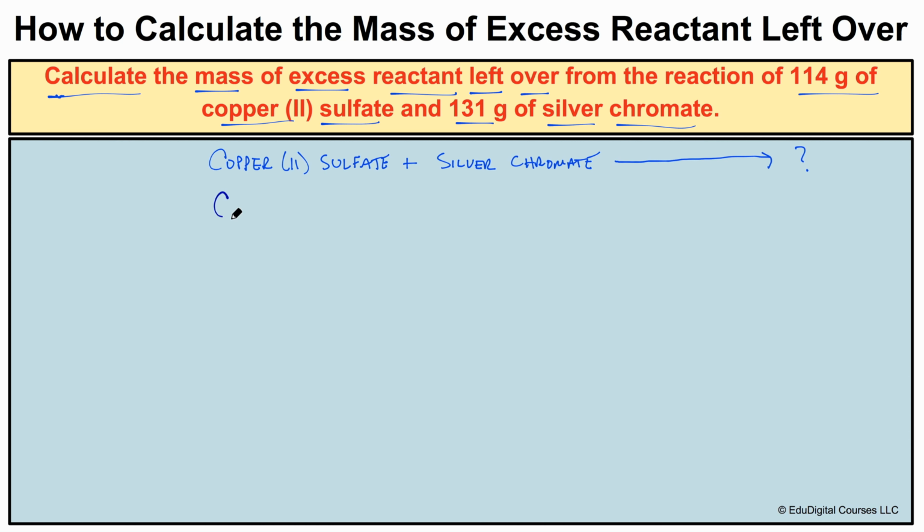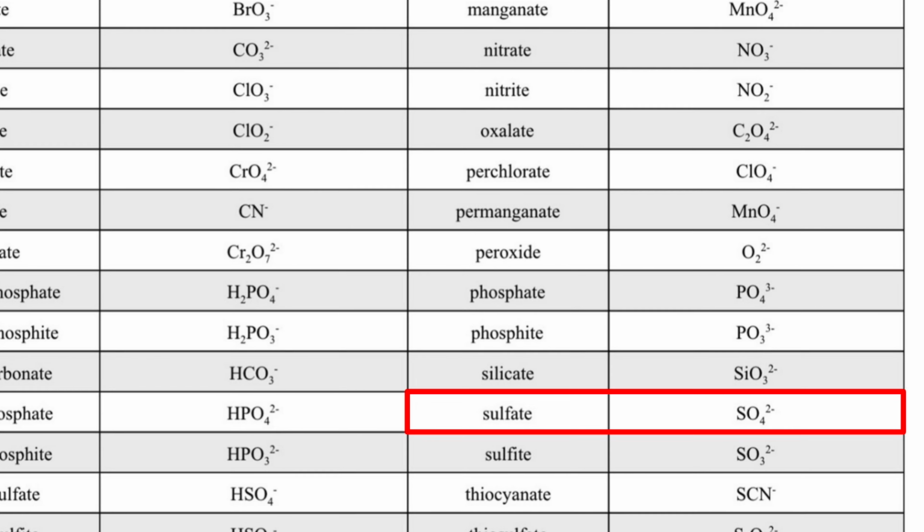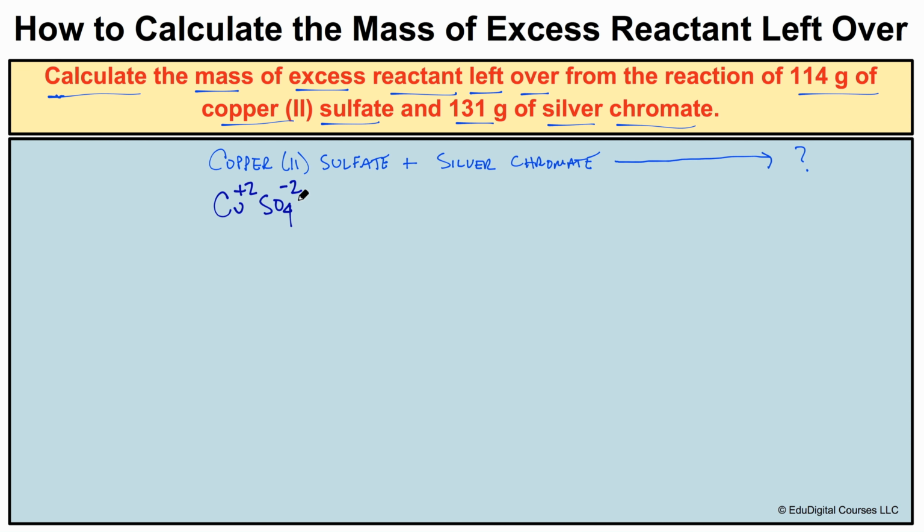So copper 2 is Cu with a +2 charge. And if you take a look at that polyatomic ion list that just popped up in front of it, you can see that sulfate has a -2 charge. And since these two ionic charges add up to 0 already, we don't need to add any subscripts to these elements in this compound. So there's our copper 2 sulfate.